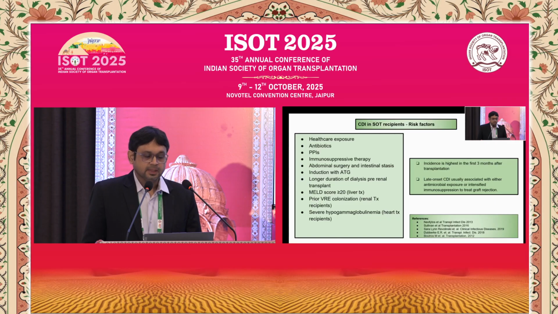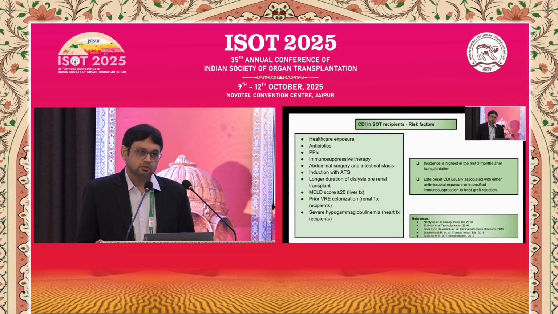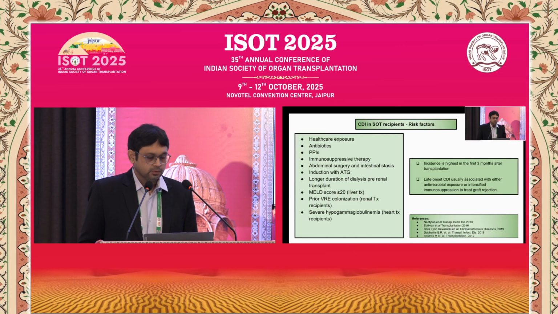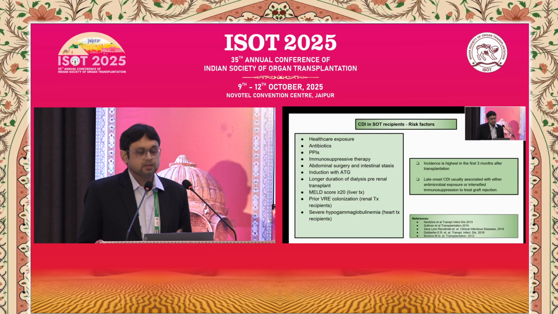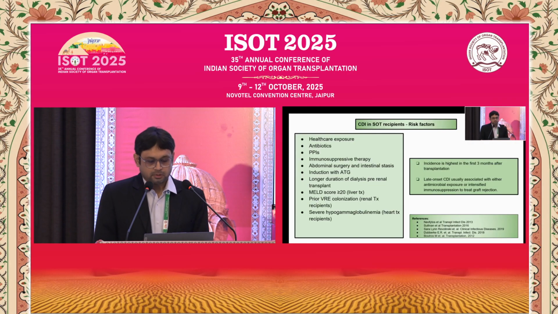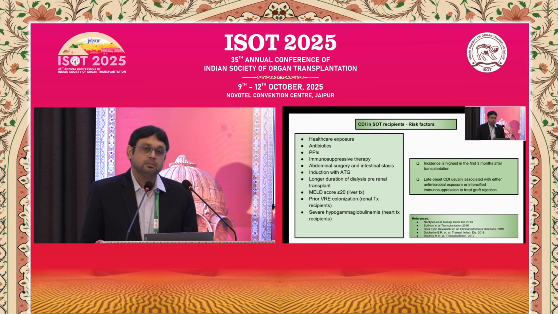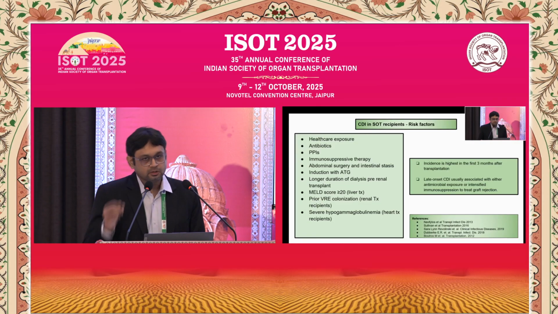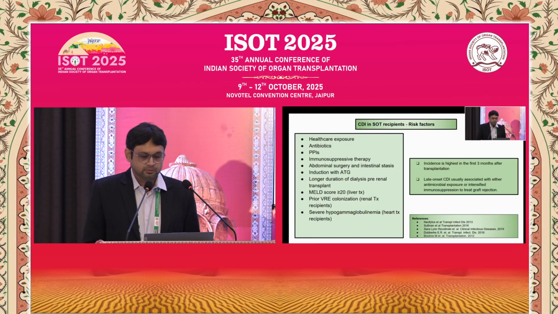Surgery itself, then immune suppression, so induction with ATG. This has been shown to increase the risk of C. diff. And then there are certain unique risk factors as well. So for example, high MELD scores in the setting of liver transplant or prior VRE colonization in renal transplant. And like I said, humoral immunity is an important defense. So severe hypogammaglobulinemia, in studies it has been shown more so in heart transplant recipients, but in general hypogammaglobulinemia can be an important risk factor.